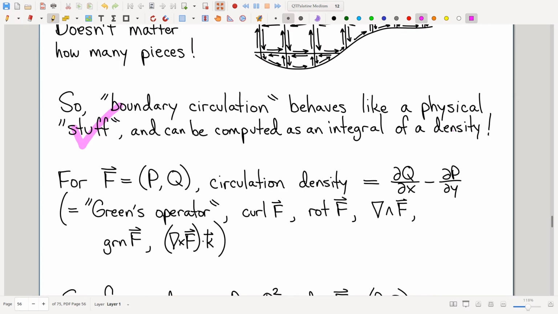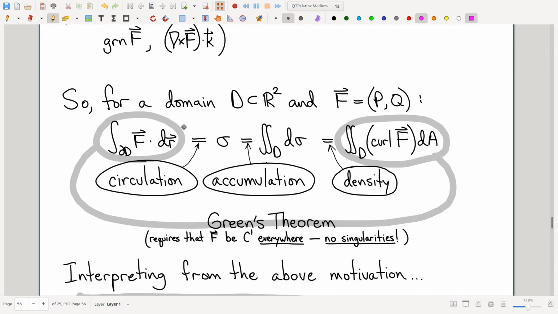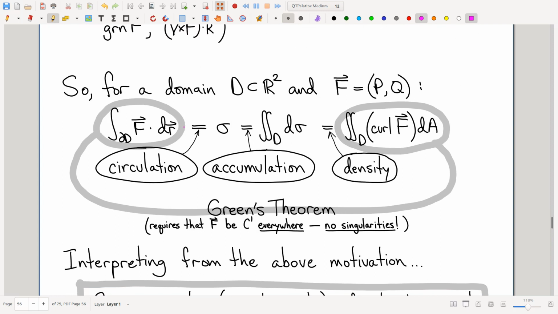And since it behaves like a substance, we can talk about its density. And once it has a density, we can compute it with an integral. Let me skip the notation just so we can spike the football here. Here we go. We've got ourselves a quantity. It's not mass. It's not area. It's not population. It's boundary circulation of a given vector field F. Right? That's the quantity. And it is an accumulating quantity.